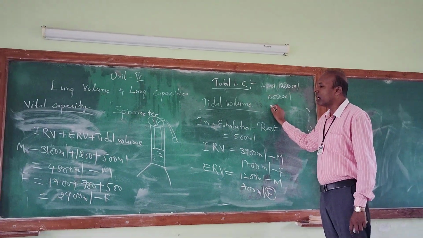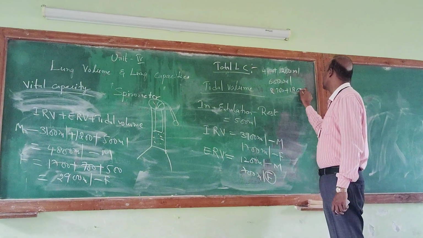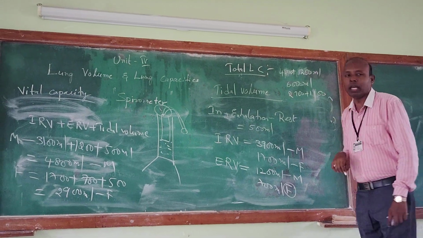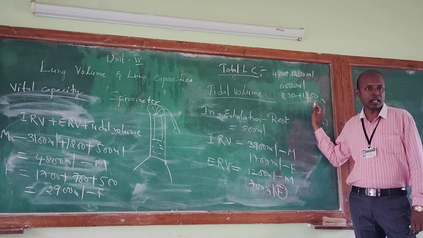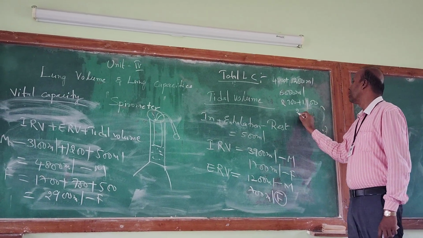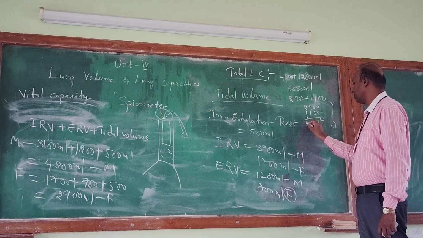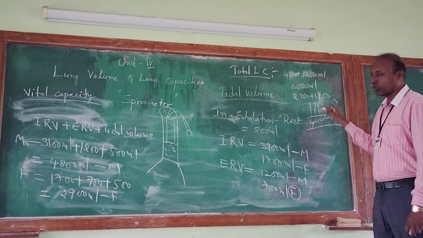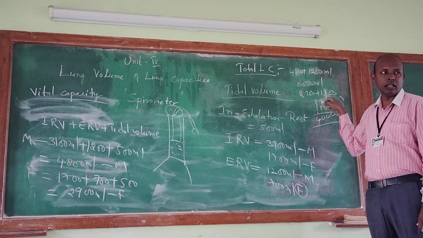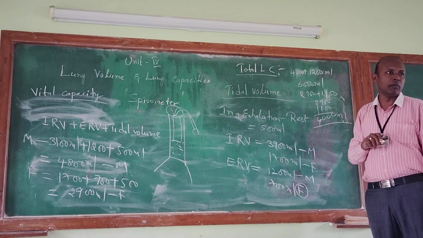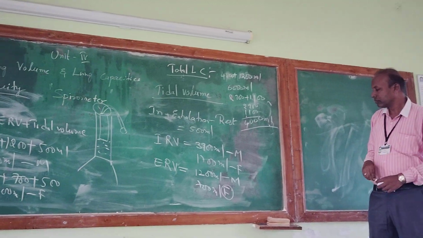Similarly in females, 2,900 ml plus the residual volume, which in female lungs is 1100 ml. So 2,900 plus 1100 is 4,000 ml. Total lung capacity in females is 4,000 ml, and in males it is 6,000 ml. This question they sometimes ask, so remember.